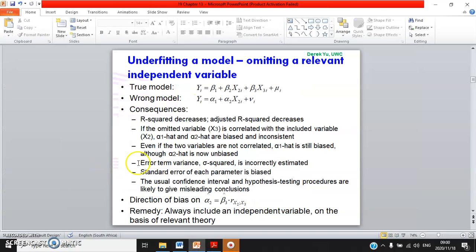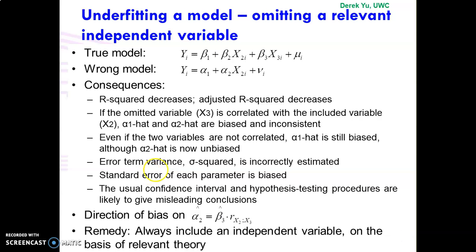Okay, then underfitting. This is the correct model. Y as a function of x2 and x3, and both of them are relevant. But then you inexplicably decided to drop x3 when you rerun the regression. So you run the wrong model, y as a function of x2. You omit the relevant explanatory variable x3. So the remedy would be, please add back the relevant explanatory variable. And then let's look at the consequences.